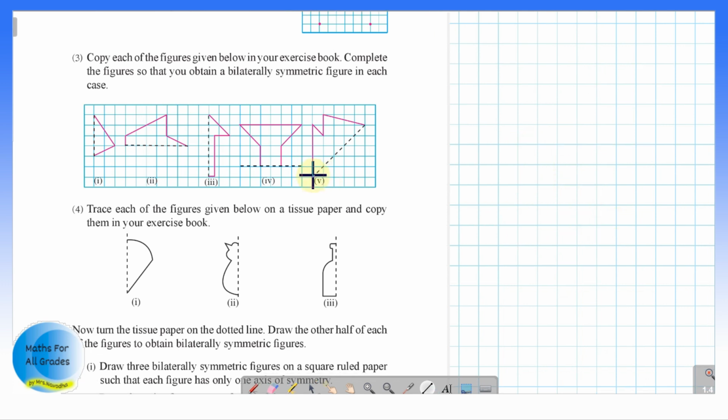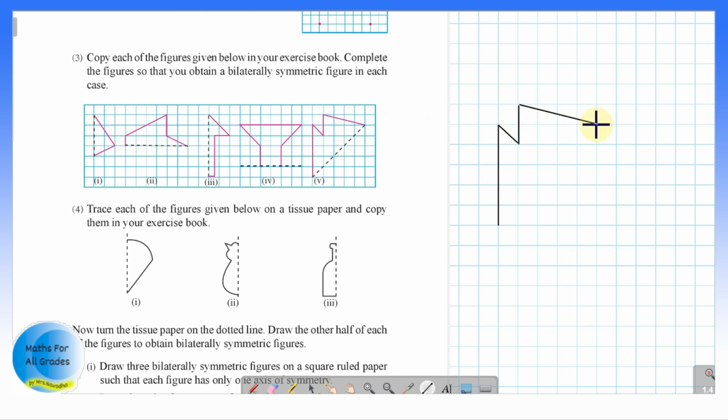Next one, I am starting to draw from this line. This line goes up and it's 1, 2, 3, 4, 5, 5 squares and 1 square away to this side and 2 squares up. Starting from here, 1, 2, 3, 4, 4 squares away.